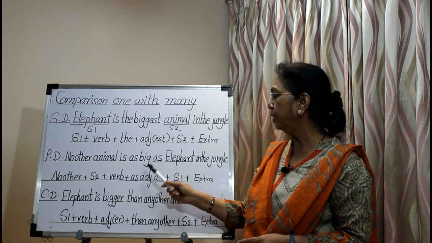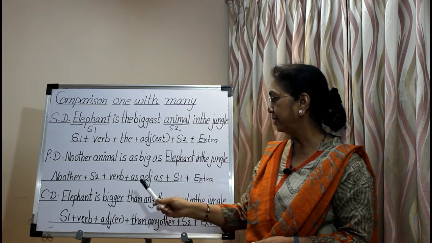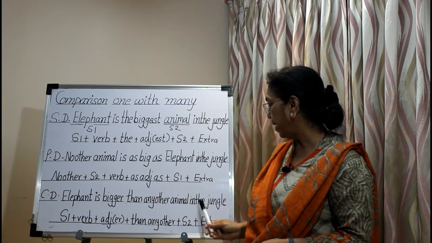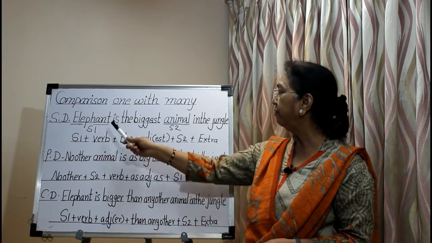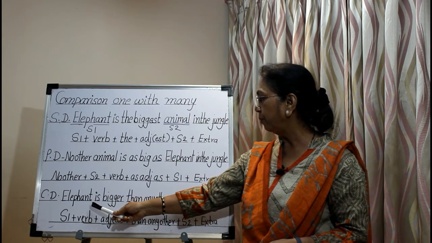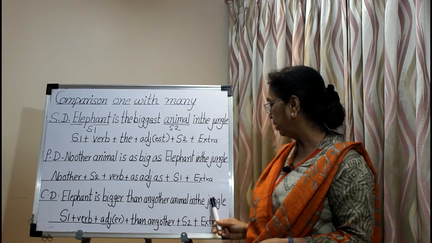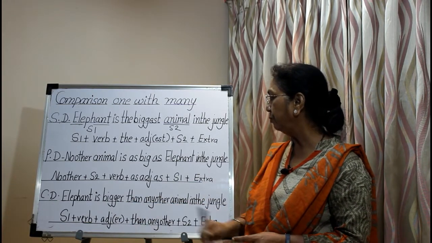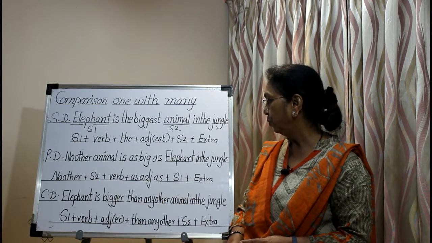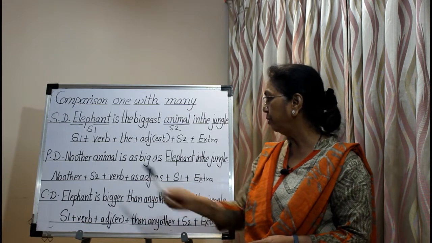Now how to change this sentence into comparative degree? We can say elephant is bigger than any other animal in the jungle, because elephant is the biggest animal in the jungle. So the comparative form is, elephant is bigger than any other animal in the jungle. It is a comparative degree. er is added to the adjective, and than any other is used. This construction is used in comparative degree.